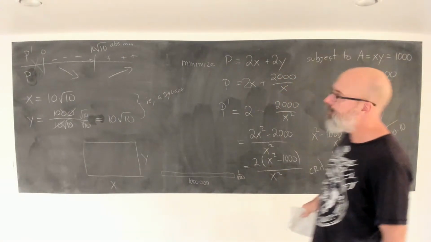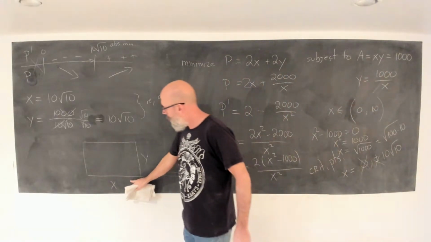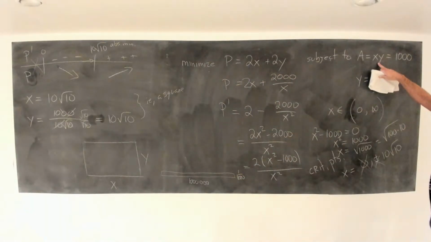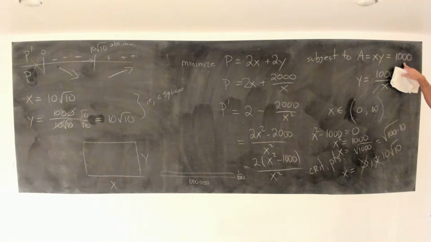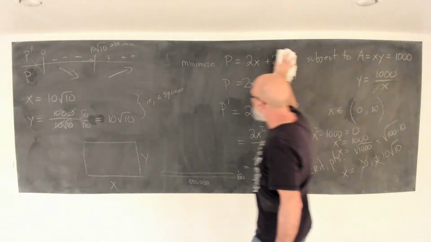Why did we not include 0? If x was 0, you don't have any area. If x is 0, the area is 0, not 1,000. So x is not allowed to be 0.